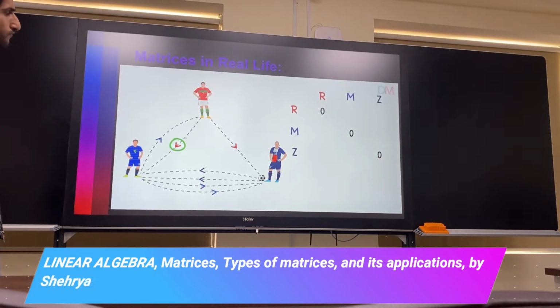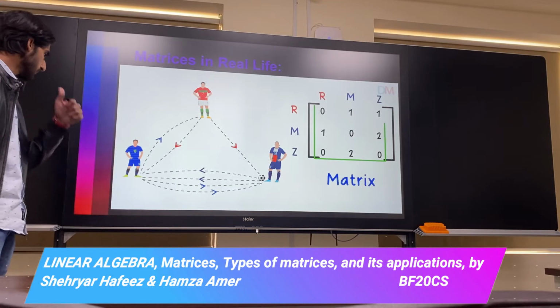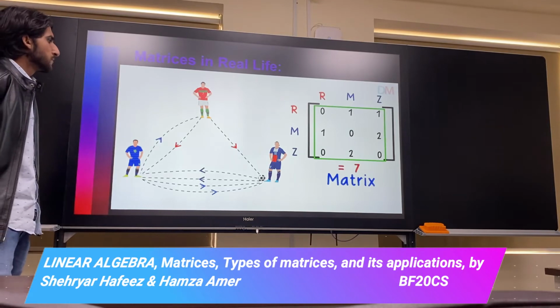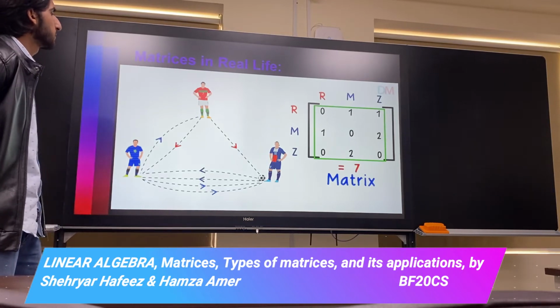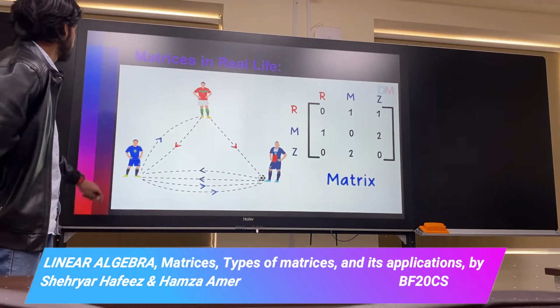There is one arrow going from R towards M, so we write a 1 here, and there's just one pass from Ronaldo to Zlatan. Similarly, we fill the rest of the slots. What we see here is nothing but a matrix. It is nothing but an array of elements, something which a computer can decode. And it summarizes the entire warm-up session. Adding up all the numbers here will give us the total number of passes, and it also tells us the direction of the passes. Don't you wish matrices were taught like this in school?